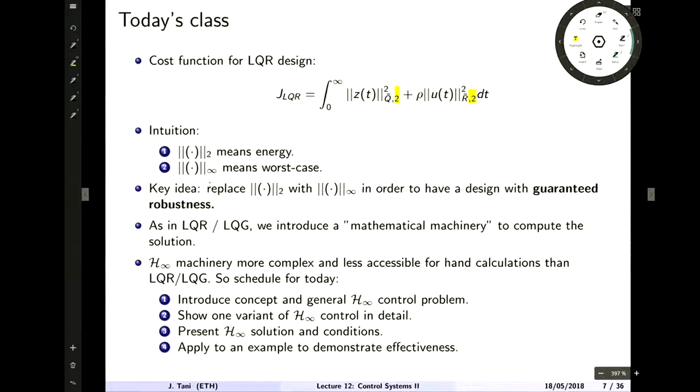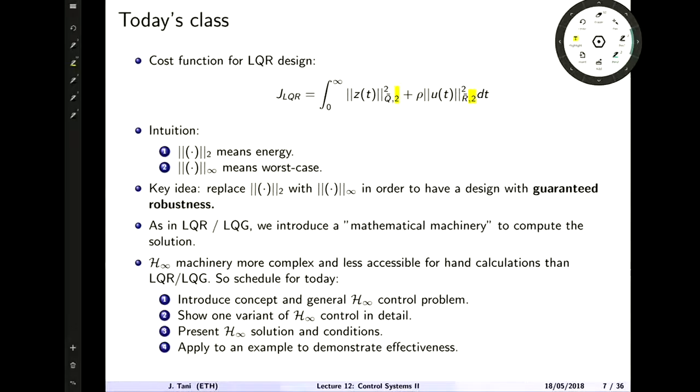The infinity norm has a different meaning. The infinity norm for a signal would be its biggest absolute value. So the idea is we take this cost function, we take the two norm out, and we replace it with the infinity norm. So what does it mean? It means we don't minimize the energy of the tracking error and the input, but we minimize the worst case. And this will lead to a design with guaranteed robustness. Is this basic idea clear, to go from two norm to infinity norm?